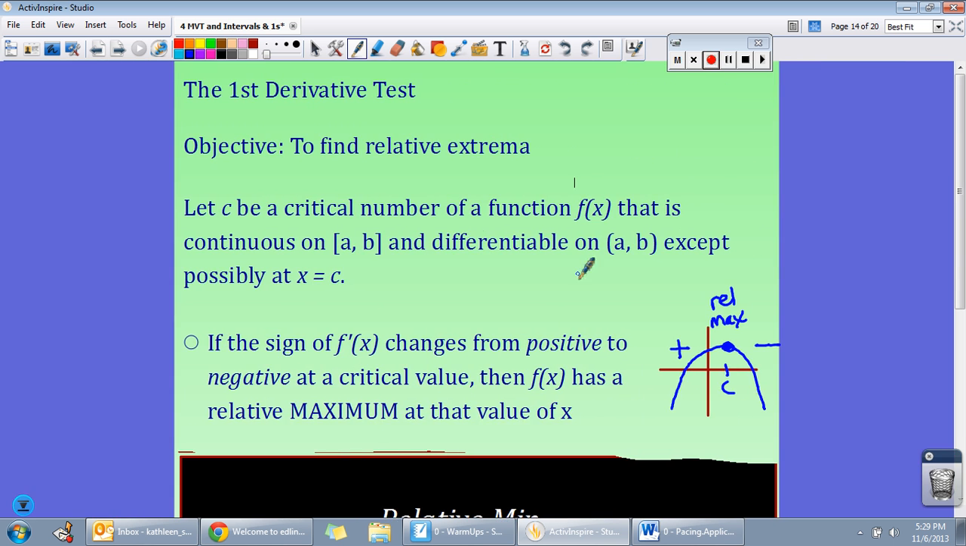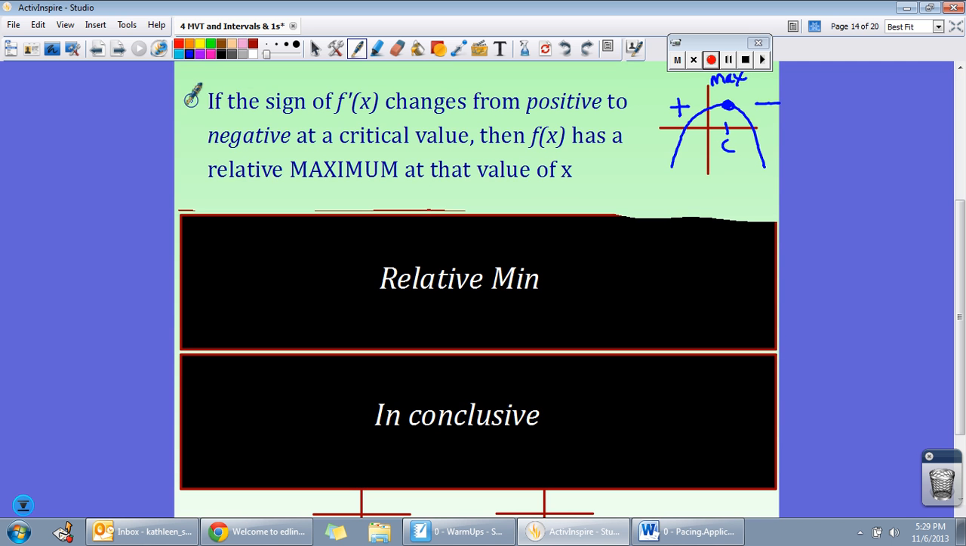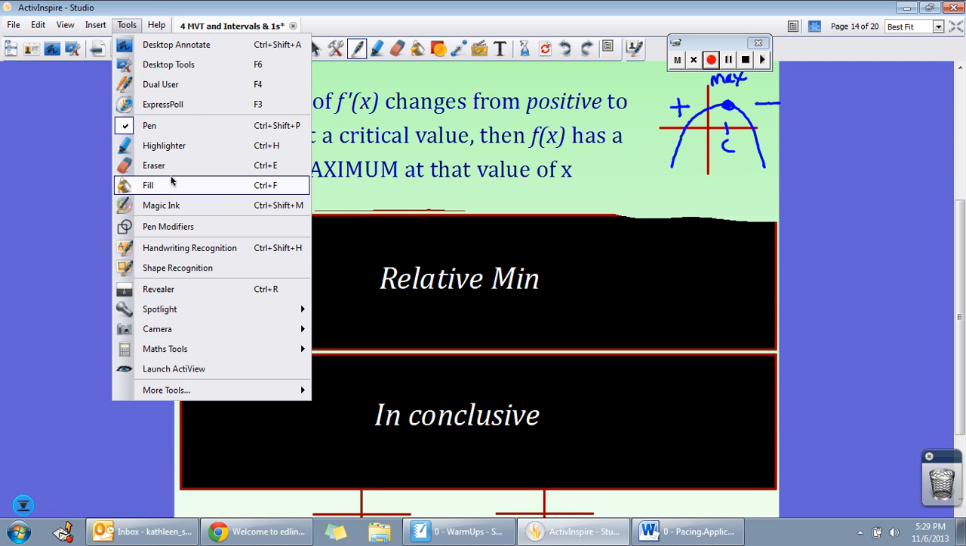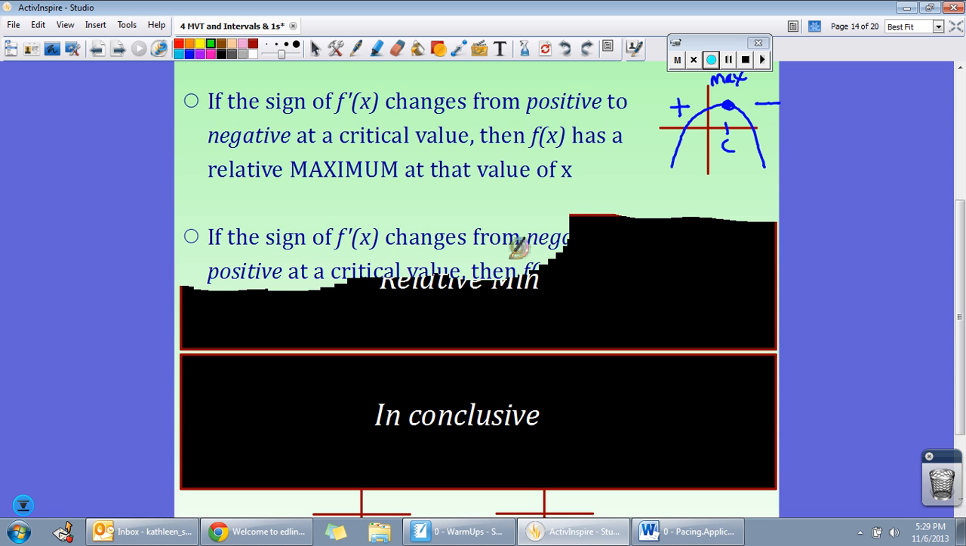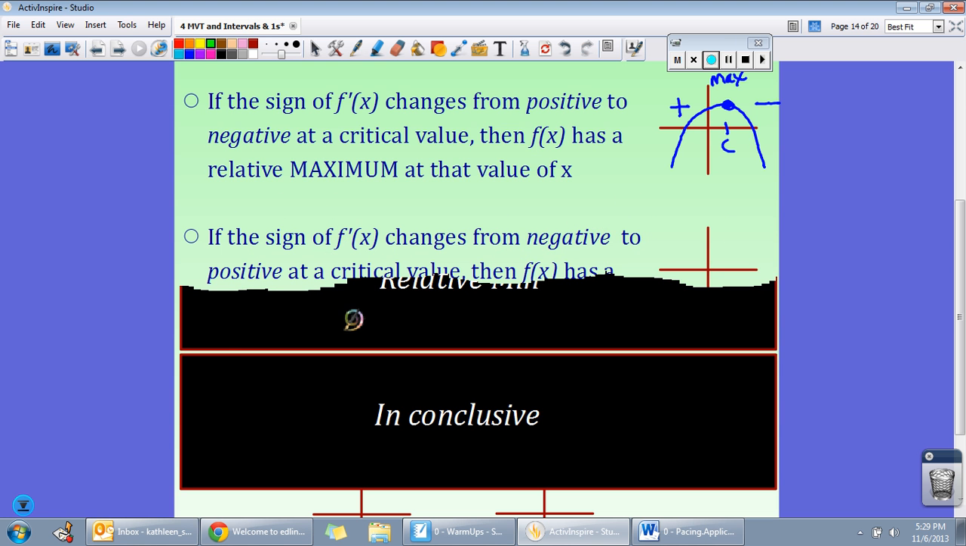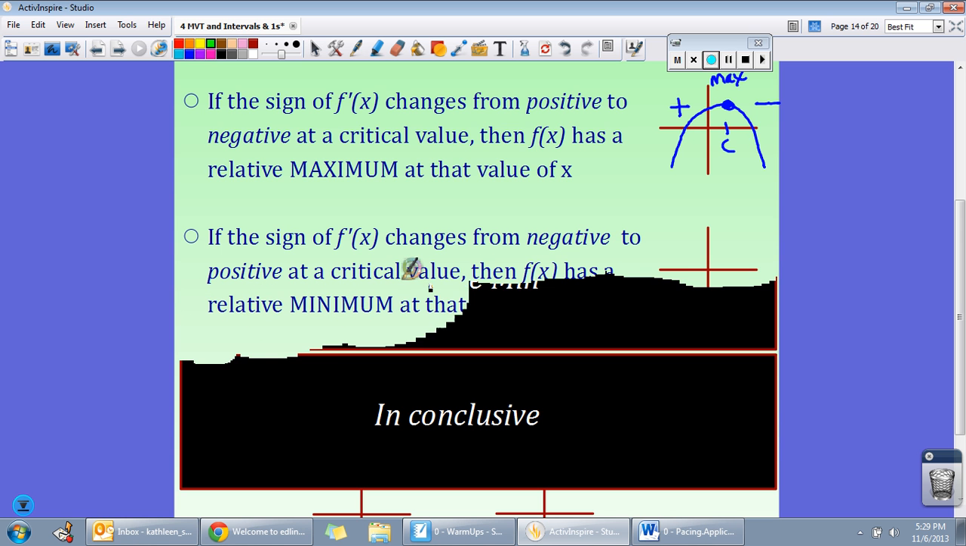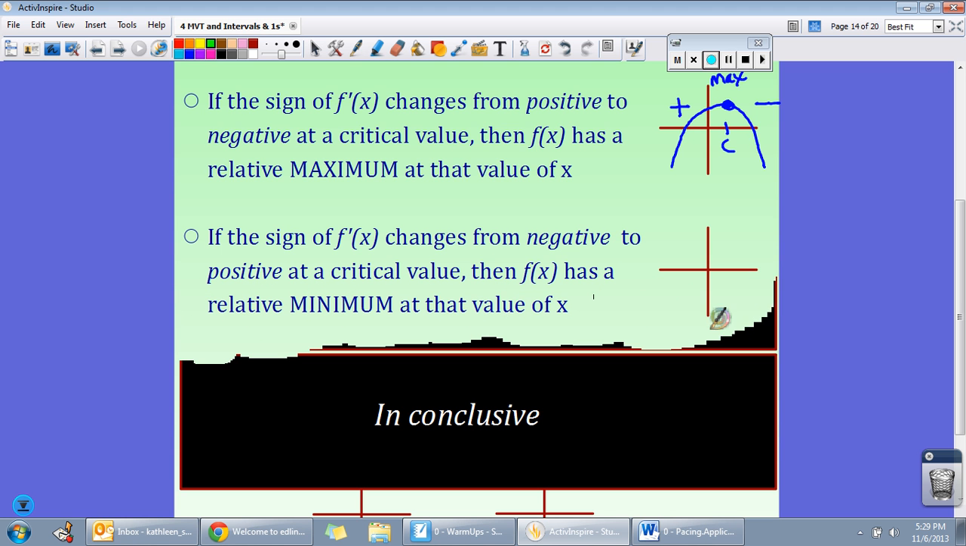Okay, continuing with that first derivative test, if you have a critical value and the derivative sign changes from negative to positive at that critical value, then we have a relative minimum. So we have a parabola, we have a critical value, the slope changes from negative to positive. So of course here we have a relative minimum.